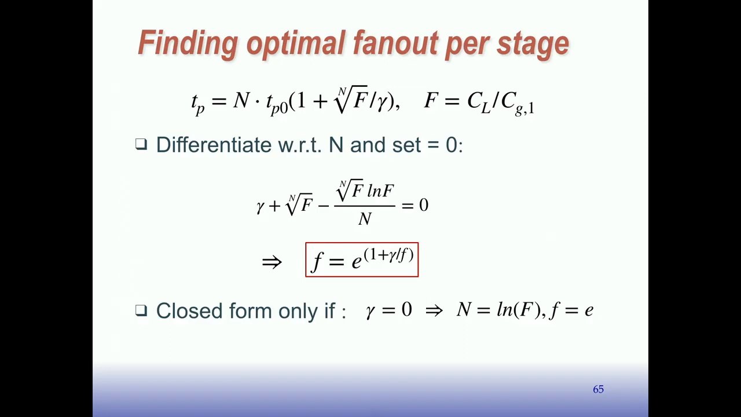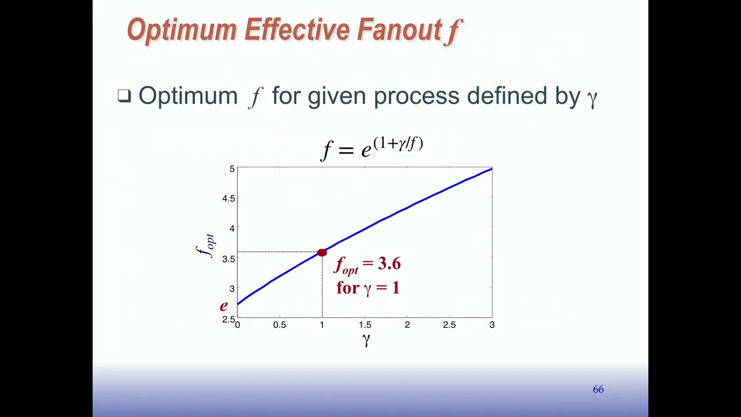So you can plot things, or you can figure things out. I'll show you how we figure things out. So this shows a plot of, as a function of gamma, what the optimal f is. And we said gamma is close to 1. So for 1, optimal f would be 3.6.